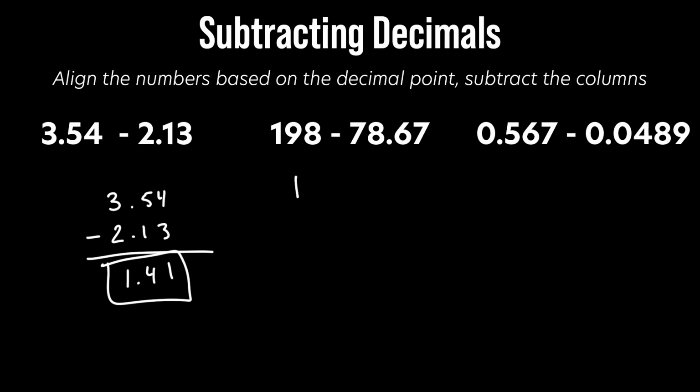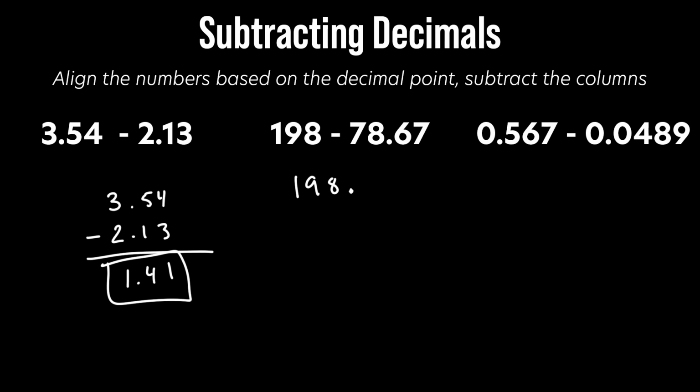We have 198 minus 78.67. Now, 198 does have a decimal point, but it's kind of hidden. Every whole number has a decimal point after the whole number. For example, 198 is the equivalent of 198.000, and we can add as many zeros as we want, and this number is still equivalent to 198. So every whole number always has a decimal point to the right of the whole number.